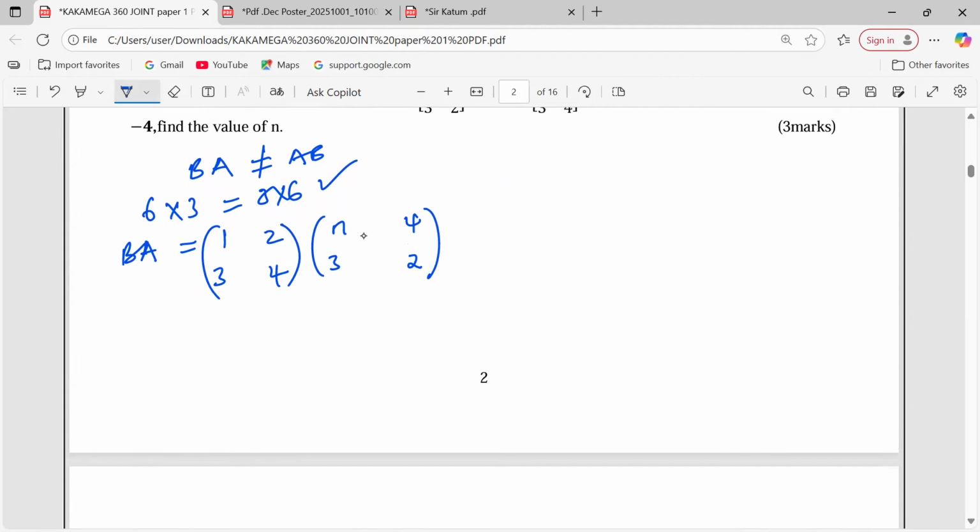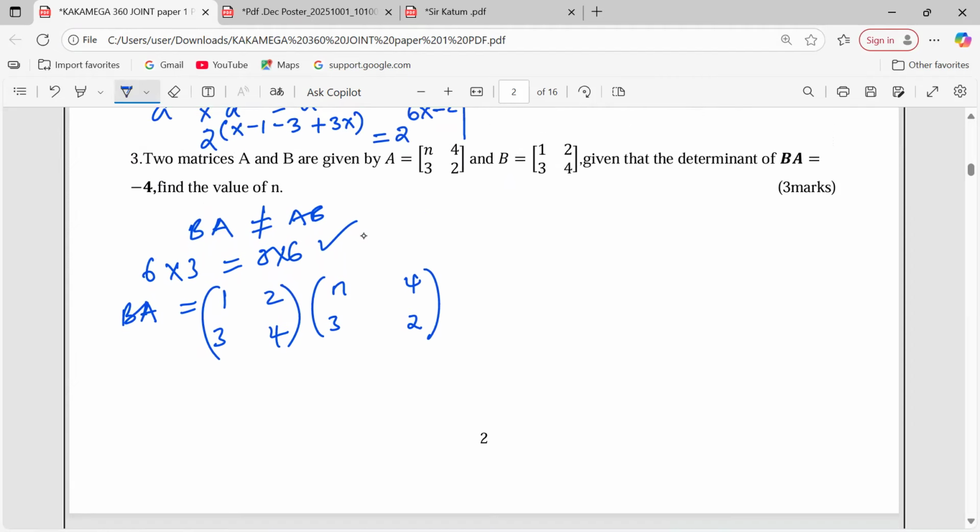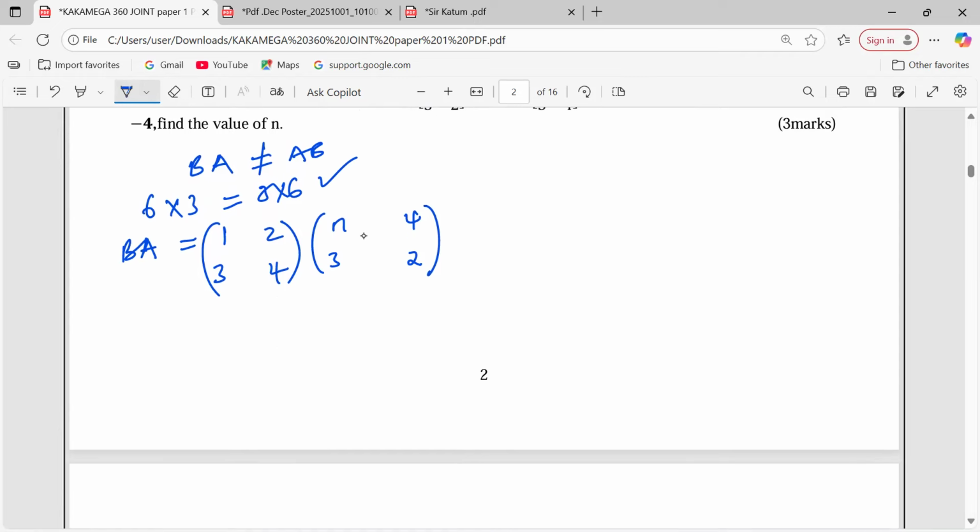That is the product of B times A. It should be strictly in that order. I'm imagining the number of learners and students who will just rush to talk about A times B, yet it is B times A. So now we multiply every row and the columns.